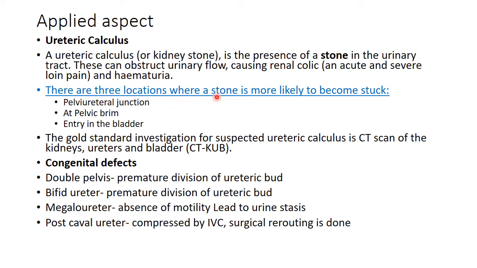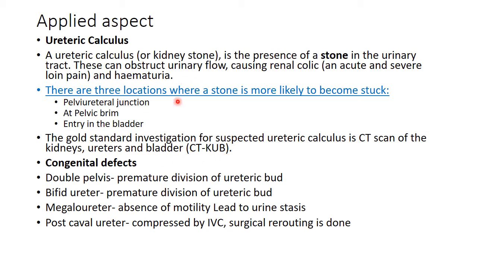There are 3 locations where a stone is more likely to become stuck. This we have discussed. There are 3 areas where the wall or the lumen of the ureter is narrower as compared to the rest of the area. So they are called constrictions of the ureter. The first is the ureteropelvic junction or pelviureteric junction, then the pelvic brim, and entry into the bladder. Now the gold standard investigation for suspected ureteric calculus is the CT scan of the kidney, ureter and bladder, called CT-KUB. KUB means kidney, ureter and bladder.